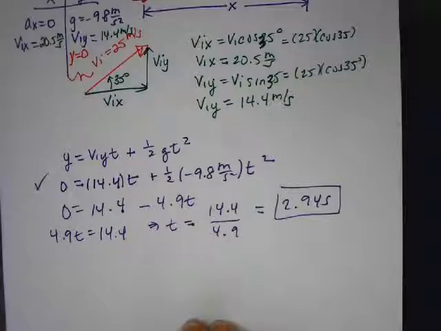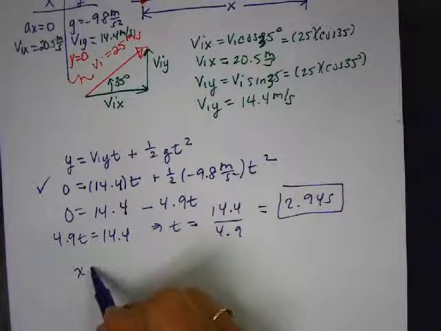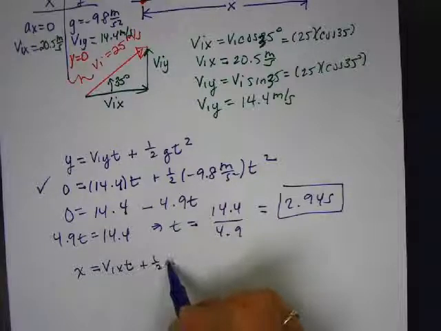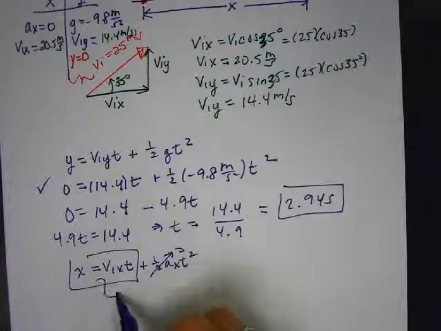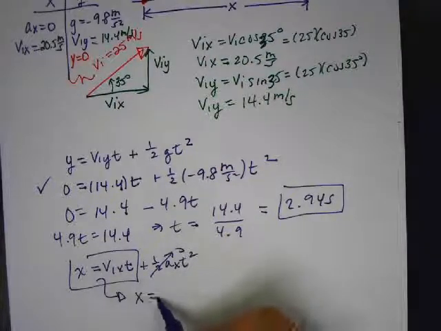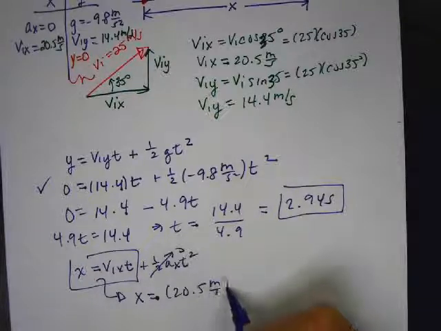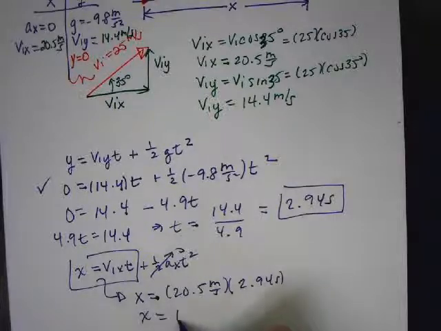Now, what if they asked me, what's the horizontal displacement? So the horizontal displacement is x. So x is equal to VIXT plus 1/2 AXT squared. This is always 0. So now I substitute this in. X is equal to VIX times 2.94 seconds. So x is equal to 60.3 meters.